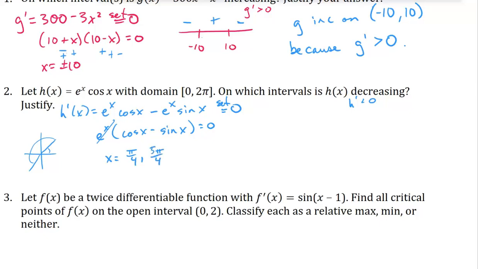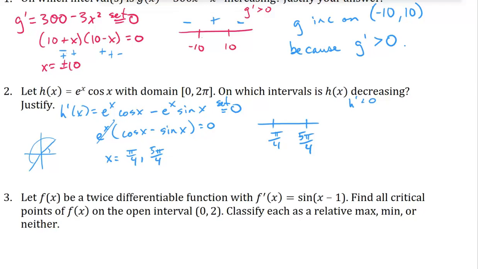Okay, so on the interval from 0 to 2 pi, those are the only 2 places, and I want to know where h is decreasing. So I'm going to do test points on the number line around pi over 4 and 5 pi over 4. Once again, testing the sign of the first derivative. I don't care about the e to the x. I really only care about this part right here.